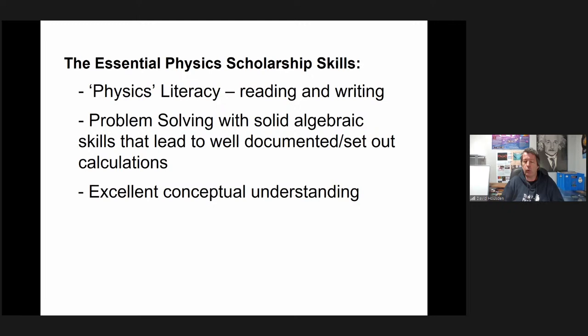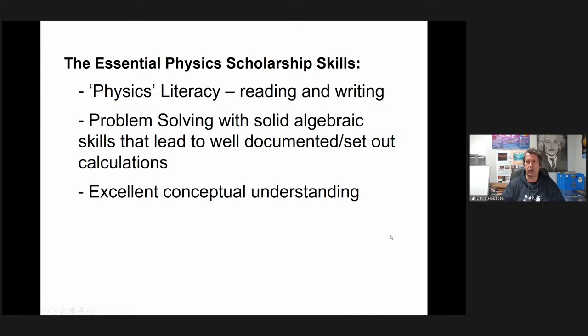Nothing more than that. Problem solving, your algebra skills need to be good. No more than that. It's not an exam in calculus. Some of the problems in the past have been able to be solved with calculus, and there's no problem with using calculus, but there's no need. All the problems have to be solved using algebra. This is an algebra-based course. They need to be set out and well-documented, as we've talked about. And once again, this thing about conceptual understanding. So that's why today's one is really focused on that.